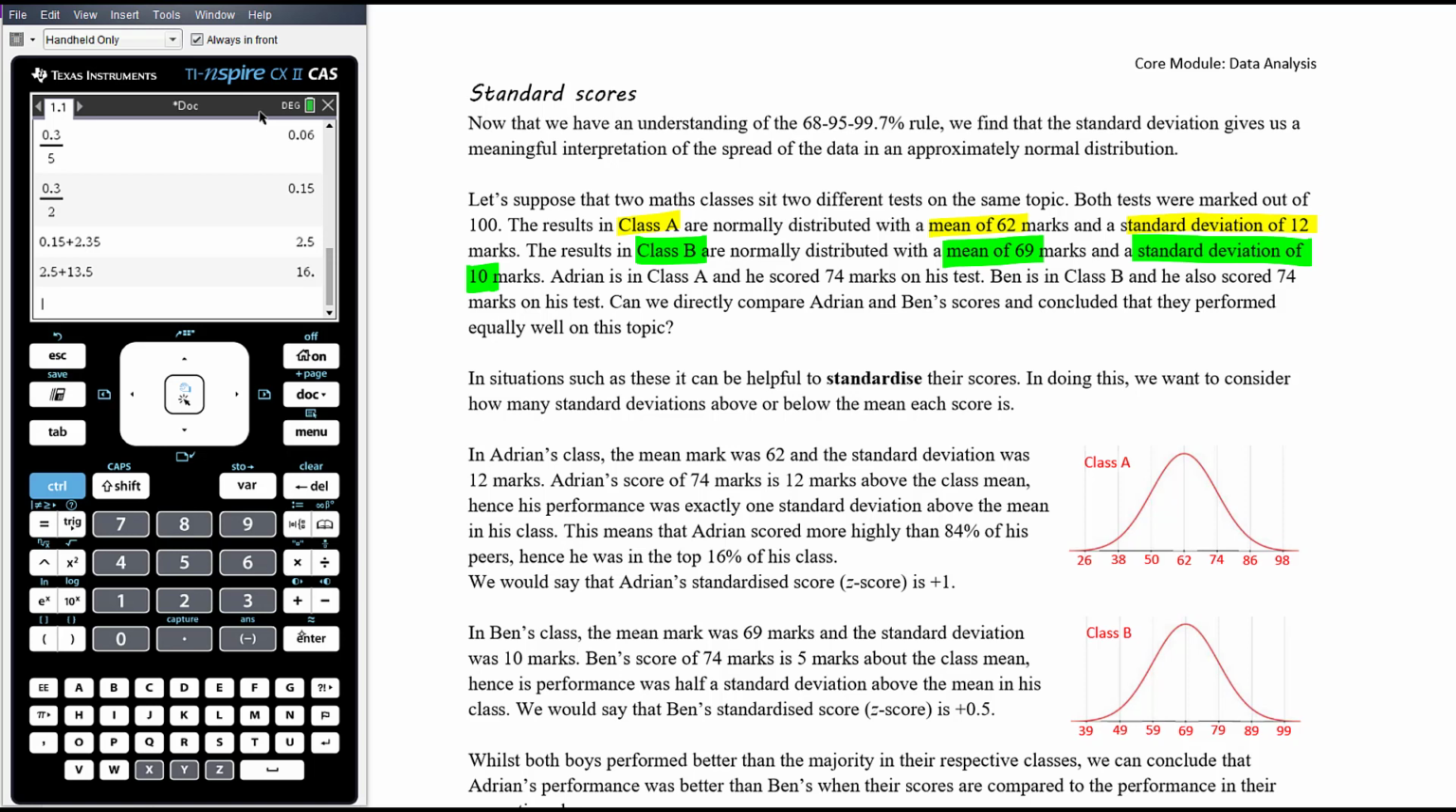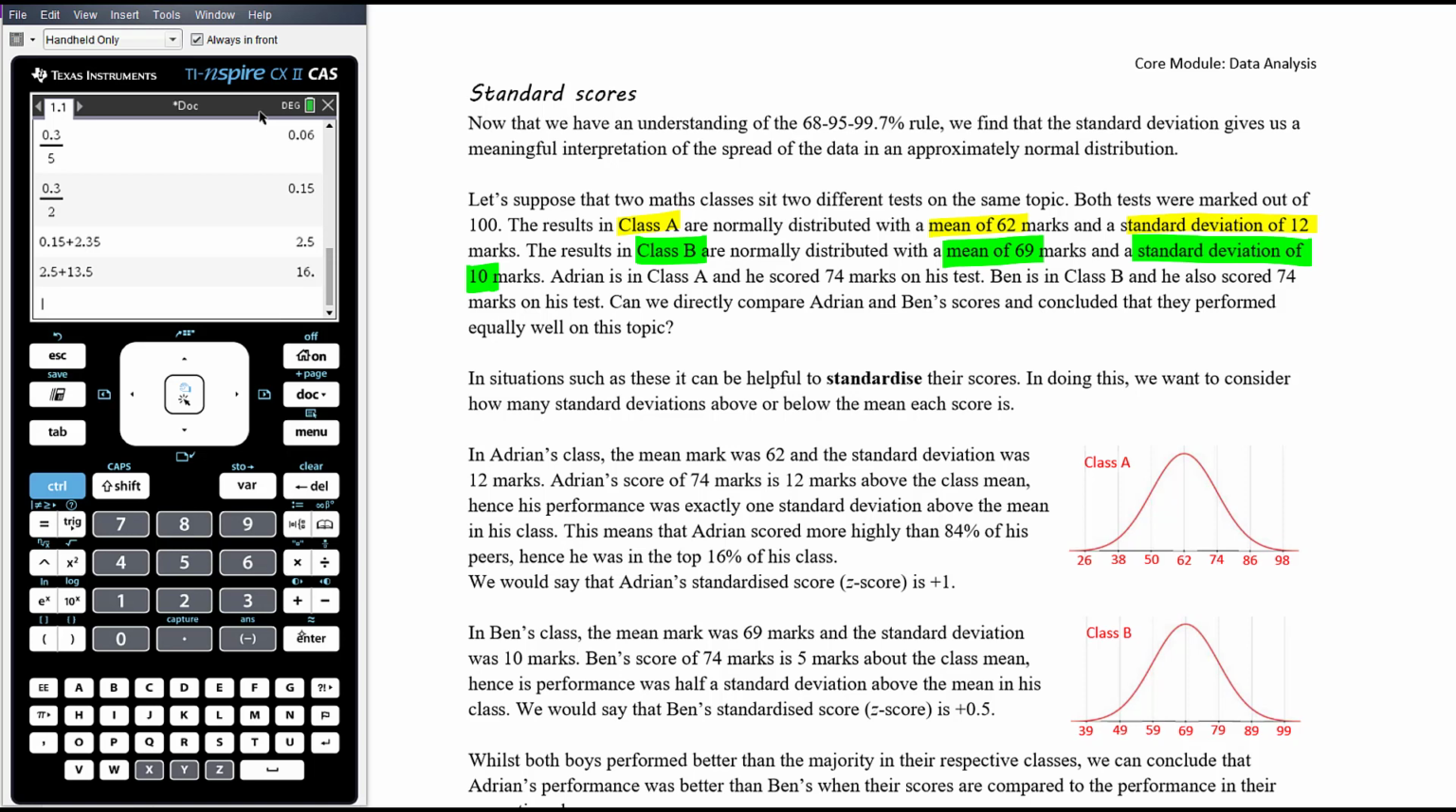Okay, and so this is where we want to be able to standardise their scores so that we can directly compare them. So what we actually want to do is consider, well, how many standard deviations above or below the mean is a score of 74 in Class A and in Class B? How many standard deviations away from the mean is that? So in Adrian's class, Class A, the mean mark was 62 and the standard deviation was 12.